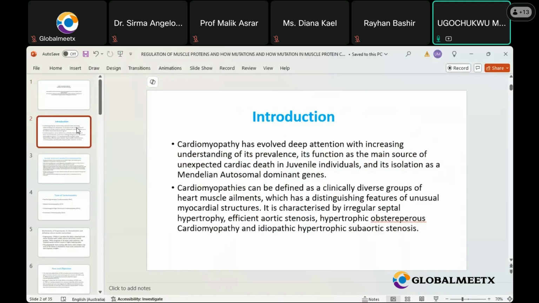Cardiomyopathy can be defined as a clinically diverse group of heart muscle ailments which has a distinguishing feature of unusual myocardial structures. It is characterized by irregular septal hypertrophy, efficient aortic stenosis, hypertrophic cardiomyopathy, and idiopathic hypertrophic subaortic stenosis.